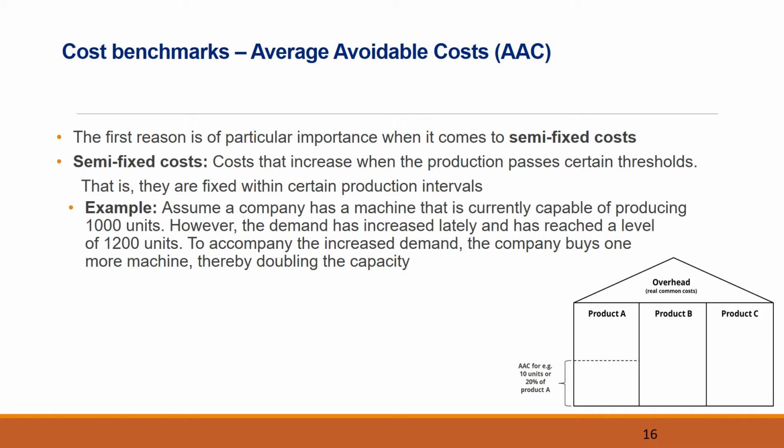To illustrate this, let's assume that a company currently has a machine that is capable of producing 1,000 units. This machine costs $10,000 to maintain a year. However, the demand has increased lately and reached a level of 1,200 units. To accommodate the increased demand, the company buys an additional machine, thereby doubling the capacity, but also doubling the maintenance costs to $20,000. Thus, in this particular example, producing anywhere between 1 and 1,000 units costs $10,000 in maintenance costs, and producing anywhere between 1,001 and 2,000 units costs $20,000, and so on. As such, the maintenance costs are semi-fixed.